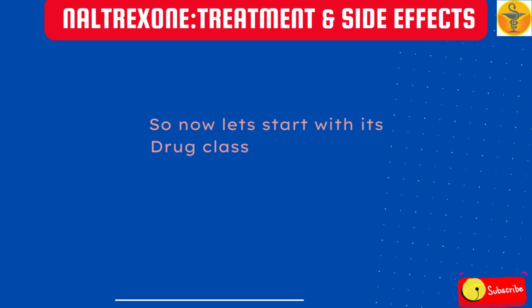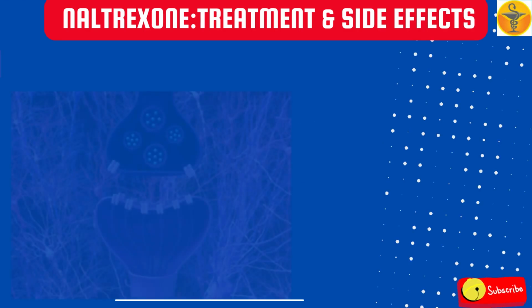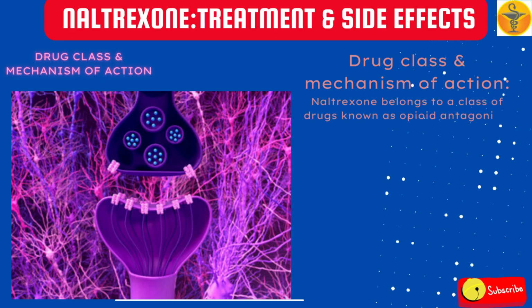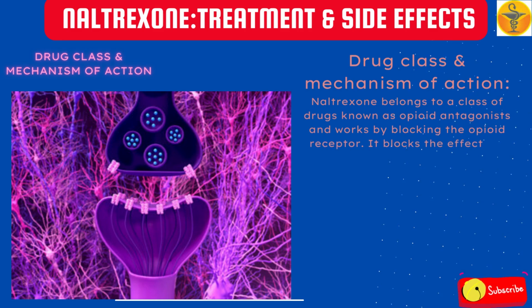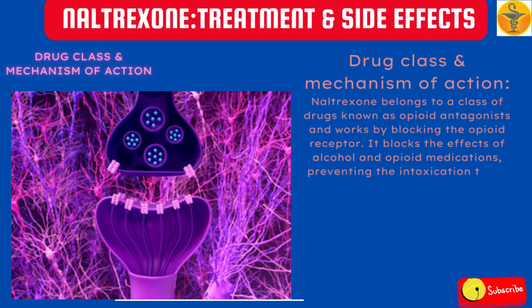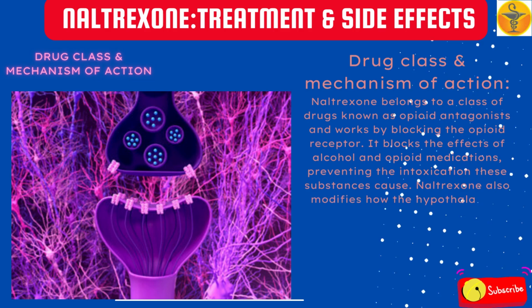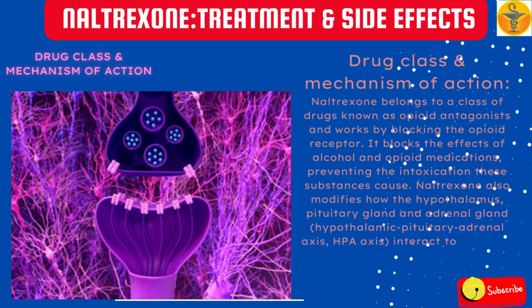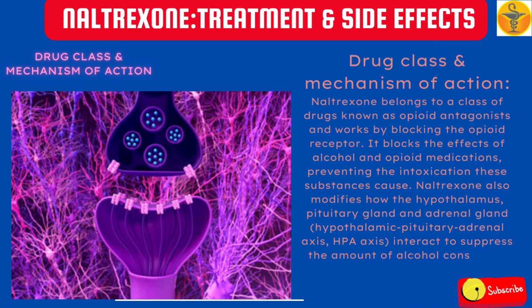So now let's start with its drug class and mechanism of action. Drug class and mechanism of action. Naltrexone belongs to a class of drugs known as opioid antagonists and works by blocking the opioid receptor. It blocks the effects of alcohol and opioid medications, preventing the intoxication these substances cause. Naltrexone also modifies how the hypothalamus, pituitary gland and adrenal gland, the hypothalamic-pituitary-adrenal axis, HPA axis, interact to suppress the amount of alcohol consumed.